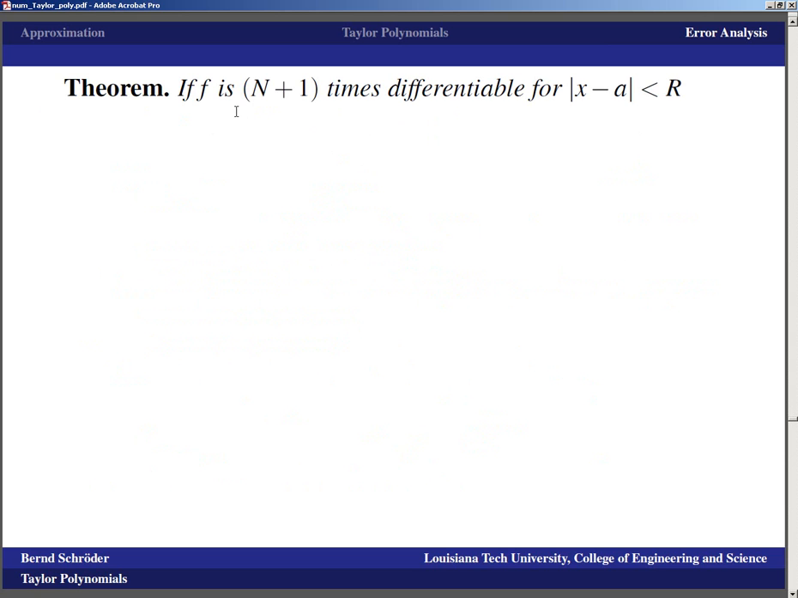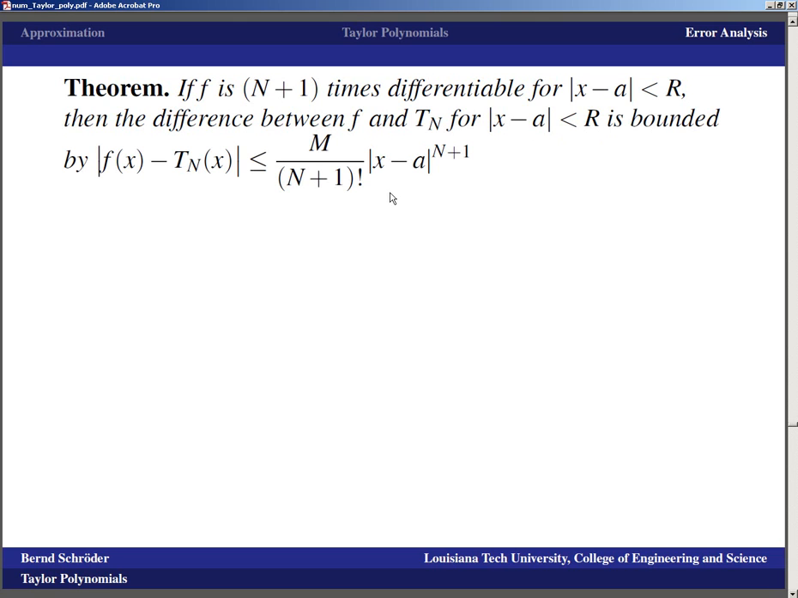So the theorem is: if the function f is n plus 1 times differentiable near a, so for absolute value of x minus a smaller than some radius r, remember these Taylor polynomials converge on symmetric intervals, then the difference between the function and the nth Taylor polynomial on that symmetric interval is bounded by: absolute value of f of x minus Tn of x is less than or equal to M, that's the one that takes some explaining, divided by n plus 1 factorial, times absolute value of x minus a to the n plus 1.